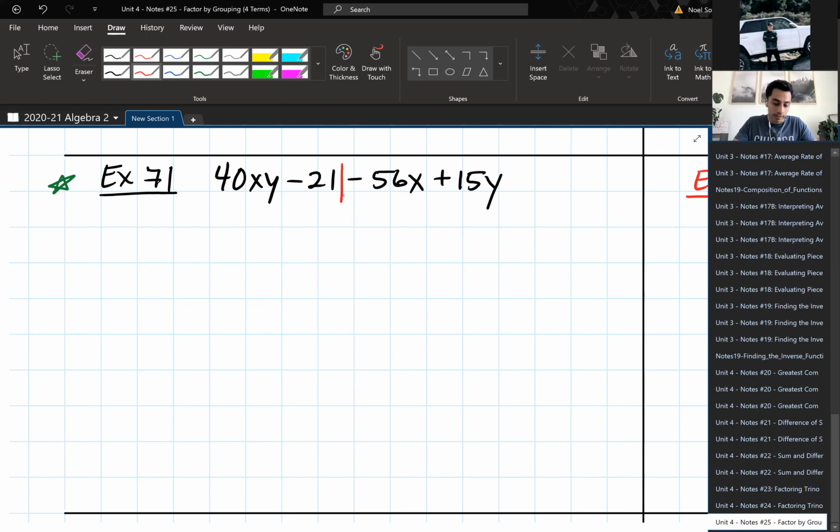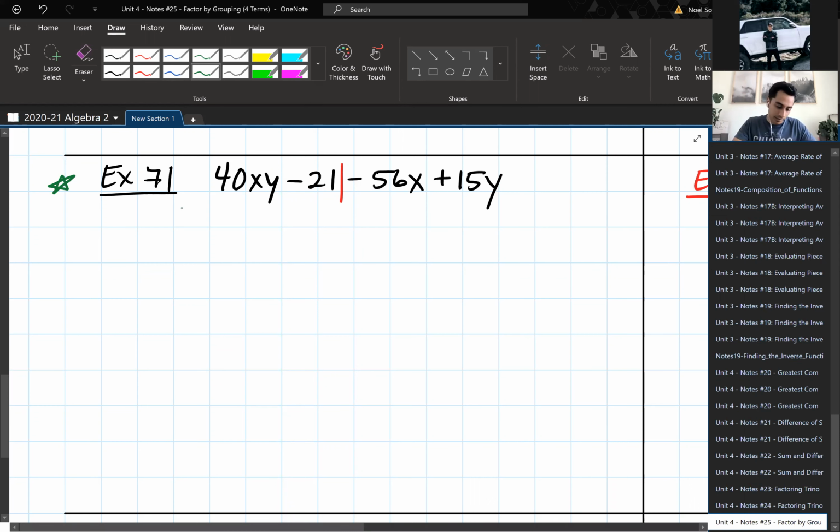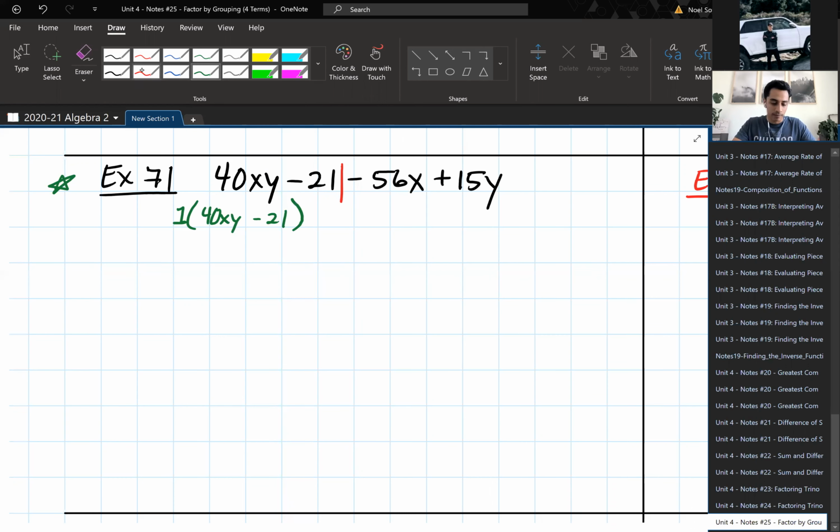Yeah, just one, right? So imagine you begin the process and you say, well, there's nothing there. So we factor out a 1. That means you're left with 40xy minus 21. Next two terms, negative 56x plus 15y. Is there a GCF there?